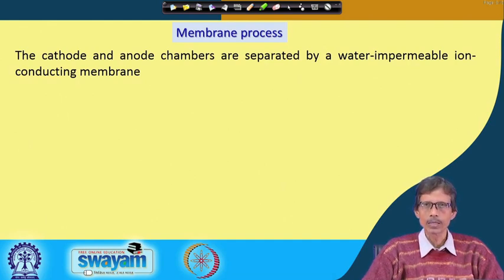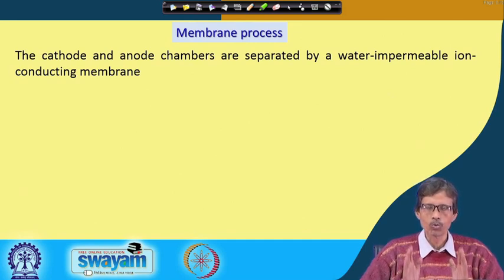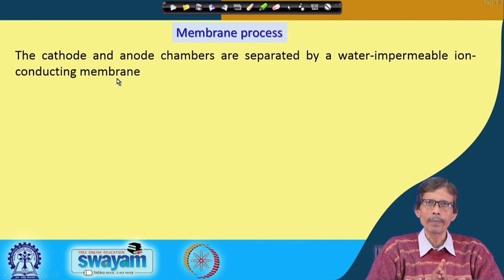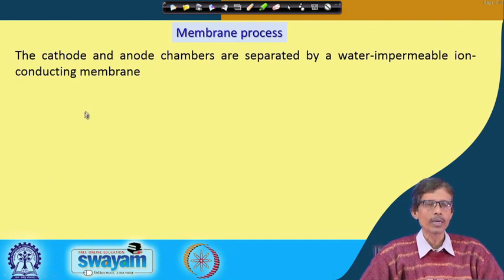Earlier, in the case of asbestos, we saw that it only allows the liquid to pass, but not the gaseous material. That is why we can have two different chambers for the two gaseous materials. So it is a water impermeable, ion conducting membrane. If the membrane does not allow water to pass, that means whatever hydroxide ions we produce will not be allowed to mix with the sodium, and then we see how we get the sodium hydroxide.